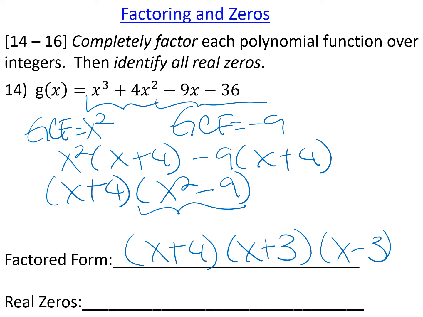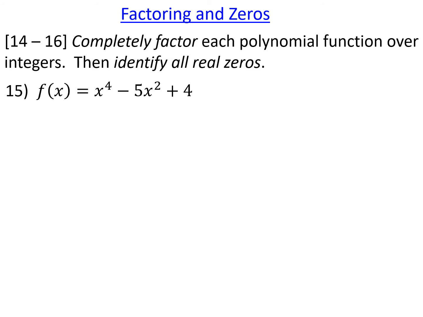I should probably put my g of x equals. My x-intercepts are -4, -3, and 3. Okay, I don't know why I don't have animations on this one. Okay, this one has 3 terms, so we're doing trinomial factoring.